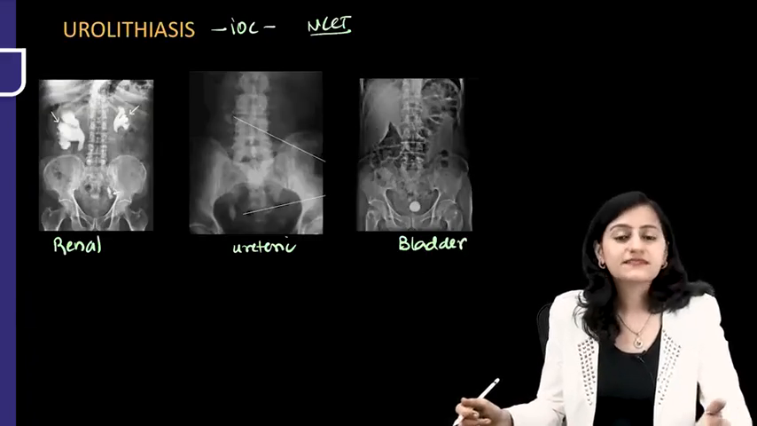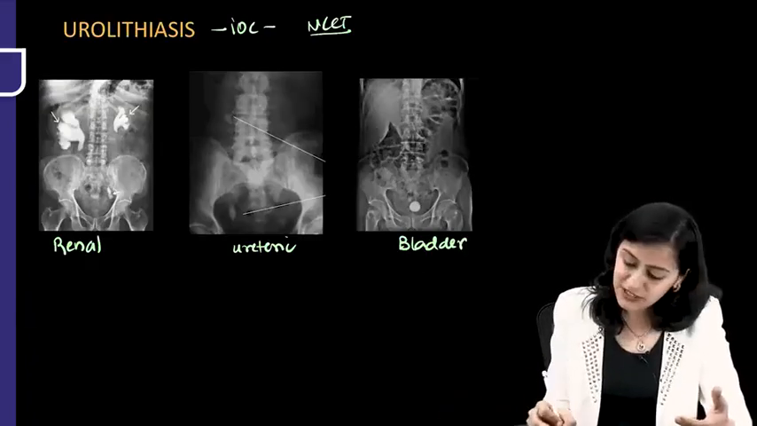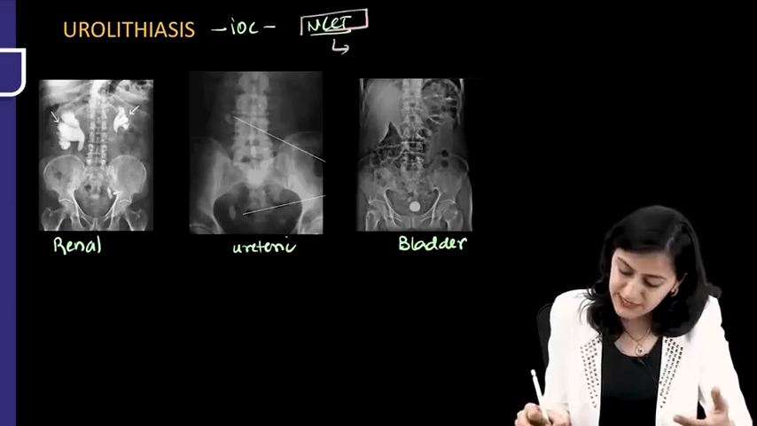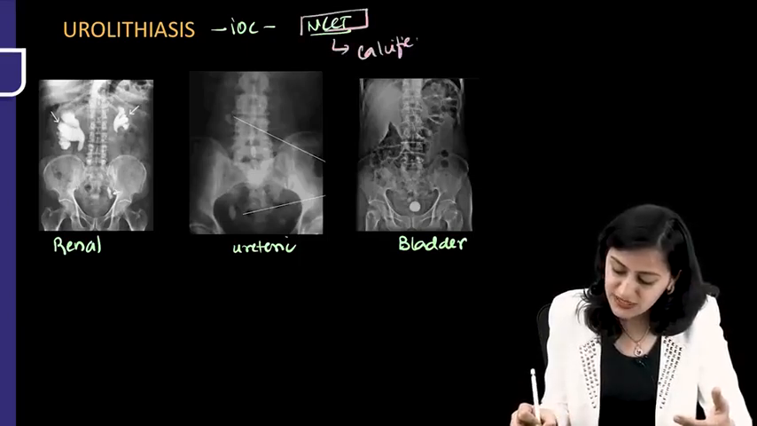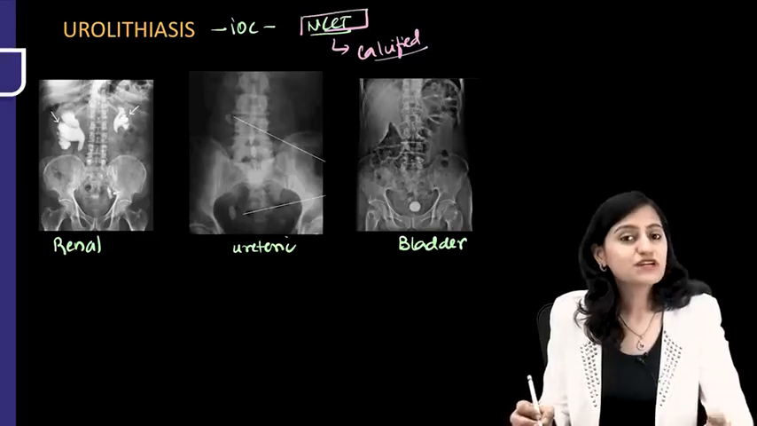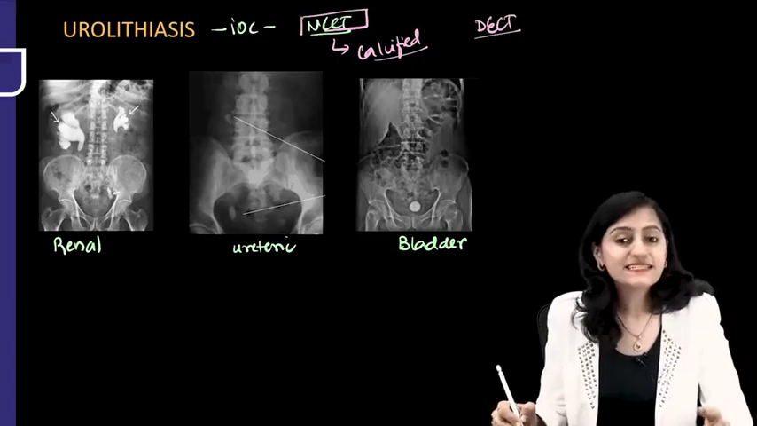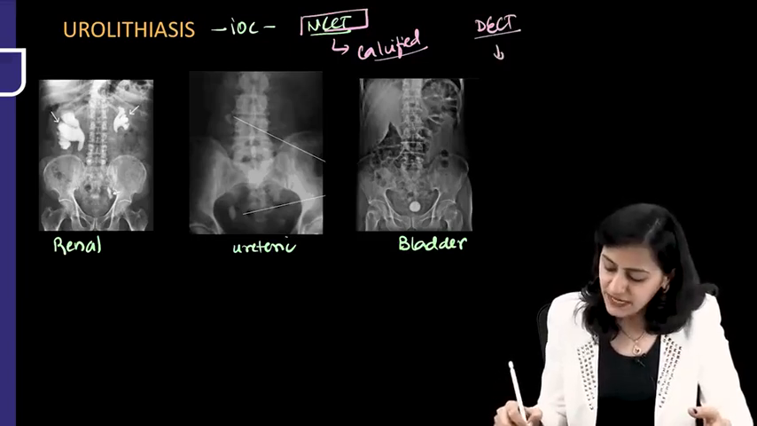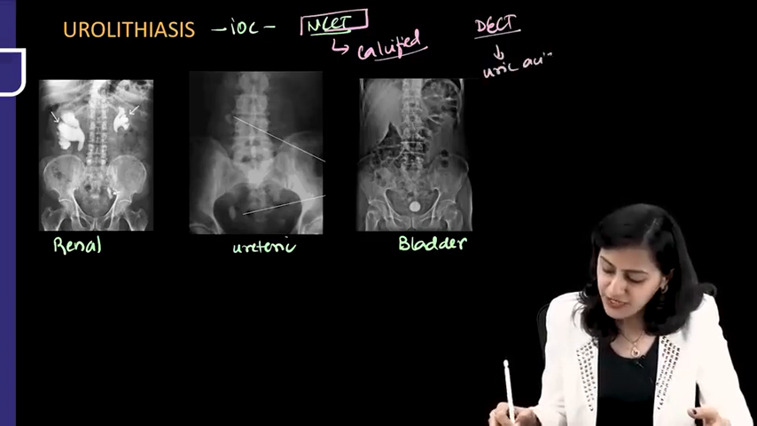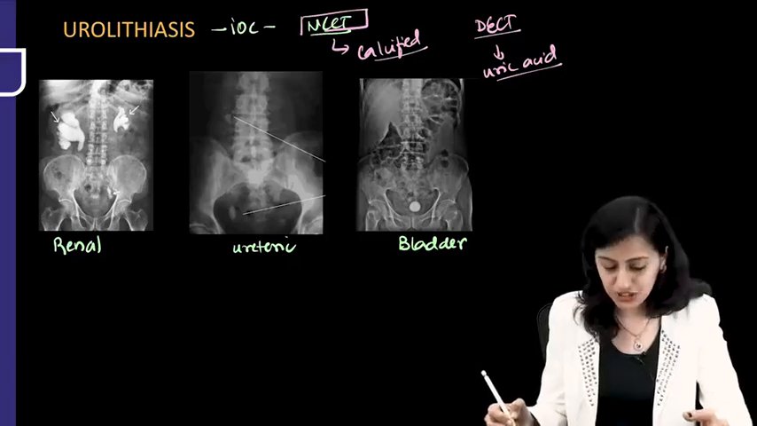Urolithiasis, that is the stone in the urinary tract. The investigation of choice is non-contrast CT because these stones are generally calcified. So for calcification, it's NCCT. But where do you use DECT, dual energy CT? That is used specially for uric acid stone characterization.